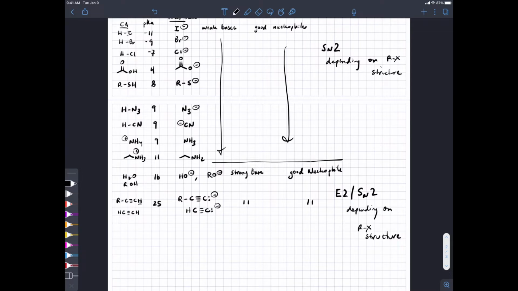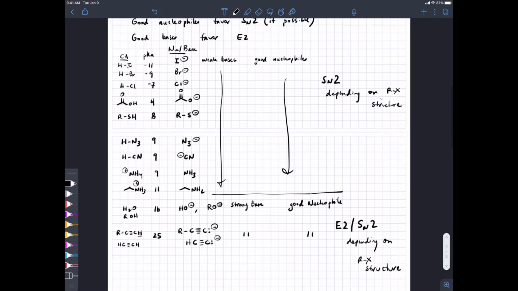Okay, so far we've got some examples of weak bases. Oh yeah, go ahead. I was just going to ask, why are strong bases more favorable to an E2 reaction? Because bases want protons, right? Yeah. So why would a strong base that wants a proton have it be easier for one of its protons to be taken?